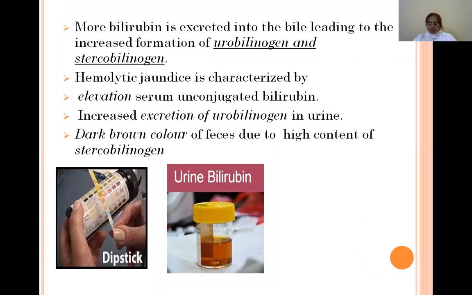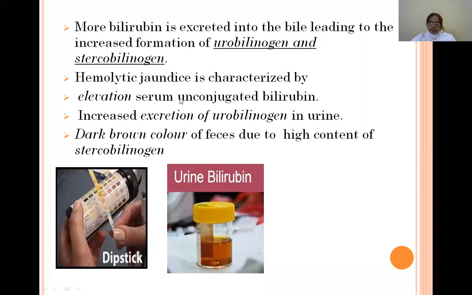Now see hemolytic jaundice. More bilirubin is excreted into the bile, leading to an increase in the formation of urobilinogen and stercobilinogen. In this condition, urobilinogen and stercobilinogen levels are increased, and the characteristics are: serum unconjugated bilirubin levels are increased, increased excretion of urobilinogen in urine, and dark brown color of feces.